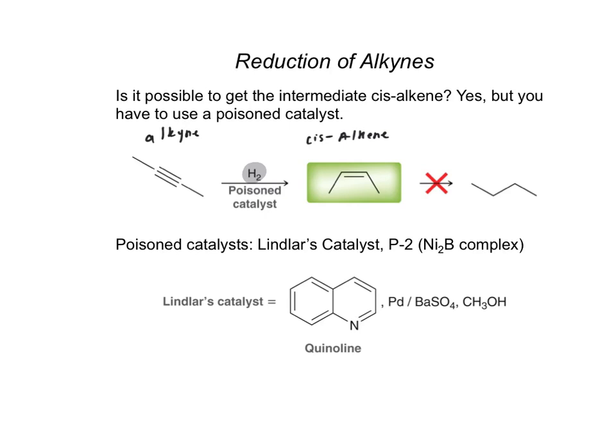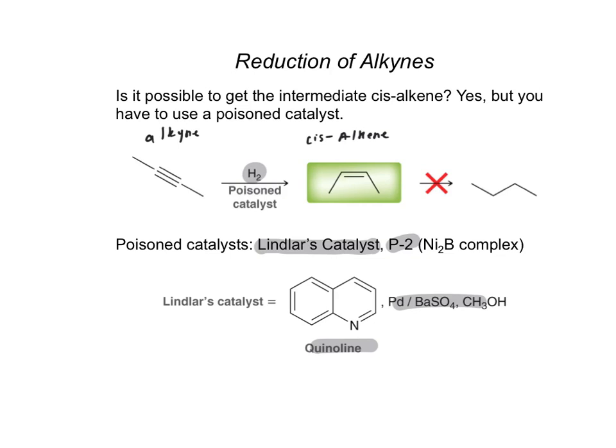The first one is called Lindlar's catalyst, which is a bunch of stuff down here that you don't really have to be concerned with. The second one is called P2, which is a nickel boron complex. So there are two options here: hydrogen with Lindlar's catalyst or hydrogen with P2. Why is it poison? It's poison because it only reacts once. They do stuff to it so that it only reacts once. It doesn't react twice to get the alkane. It's poisoning it.